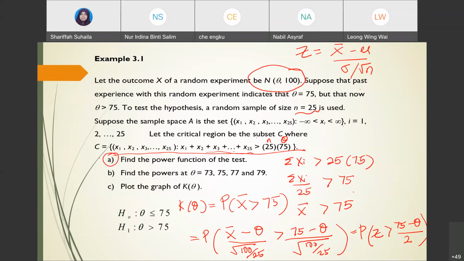Okay, soalan yang pertama ni. So menjawab. Okay, find the power function of the test. Kita tak selesaikan apa-apa lagi. Kita just tulis dalam bentuk general formula. Okay, yang kita nak dapat value ni, nanti B ni. Okay, B. Okay, boleh faham ke?